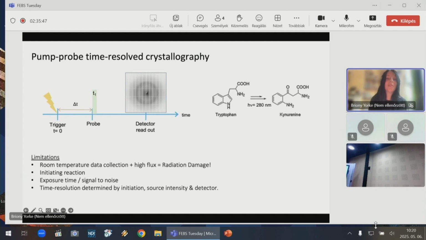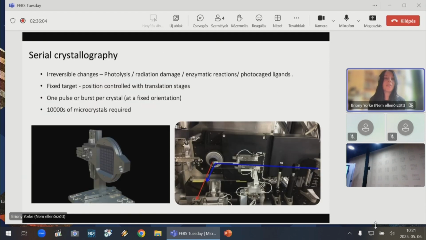And the time resolution really is determined by how long it takes to initiate our reaction, the intensity of our source, and the type of detector that we're using. So at the synchrotrons, as I mentioned, we tend to look at the slower changes and then use the X-FEL to look at the faster changes.